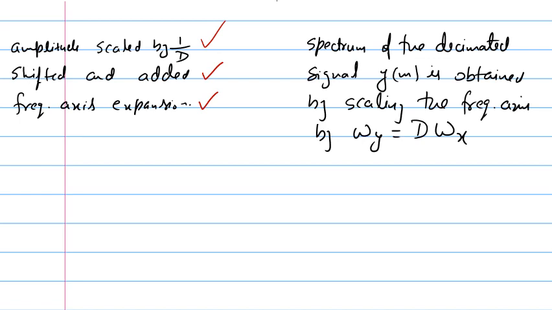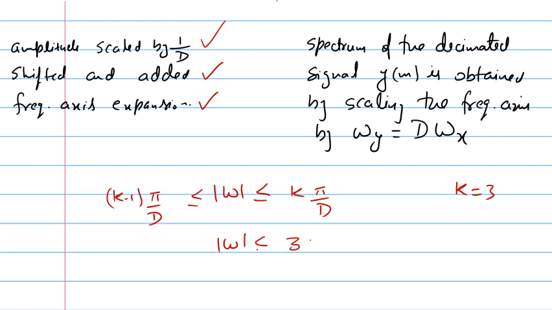So I told you that for a band pass filter, I'm taking the range from (k minus 1) pi by d to k pi by d, and let's take k is equal to 3. When k is 3, the mod of omega will be 3 pi by 4, taking d is equal to 4, and this side will be 2 pi by 4. Okay, so for this range we'll be discussing an example. Let's sketch that signal.